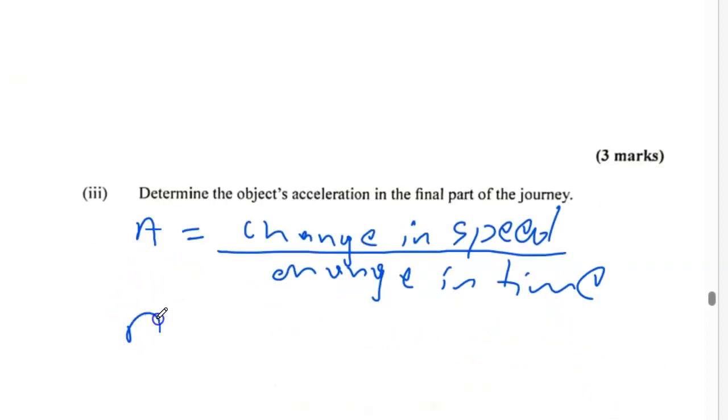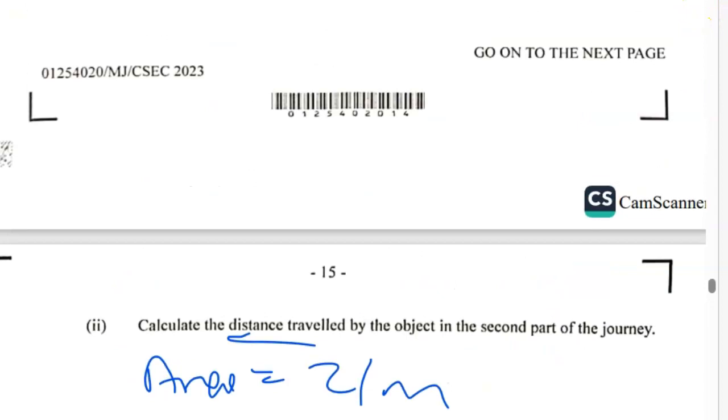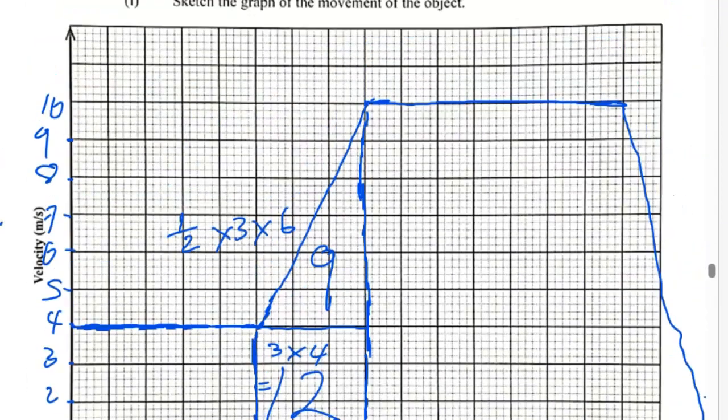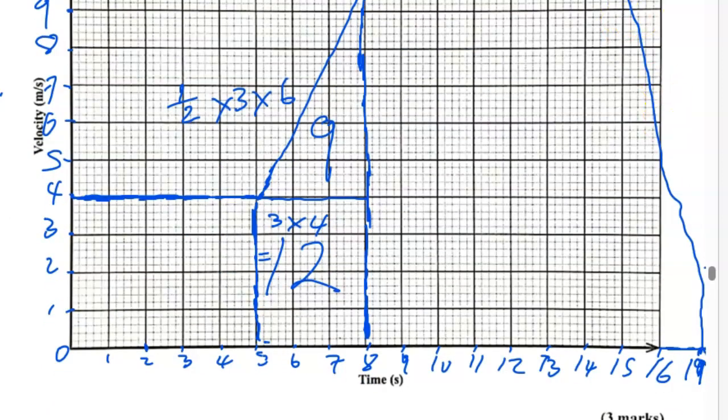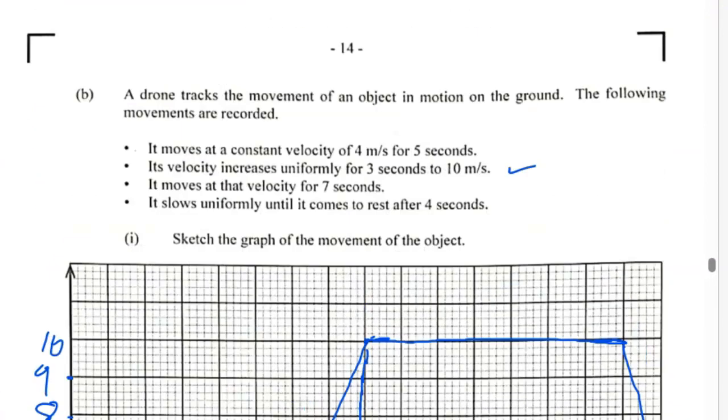So the change in speed in the final part of the journey. The final part of the journey would be here. The original speed is 10, and the final speed would have been 0. So it went from 10 to 0, as the question told us here. Alright, 10 to 0. And that happened in 4 seconds.